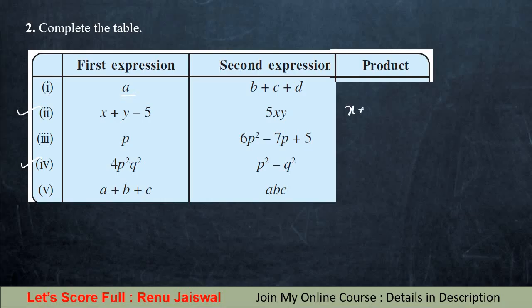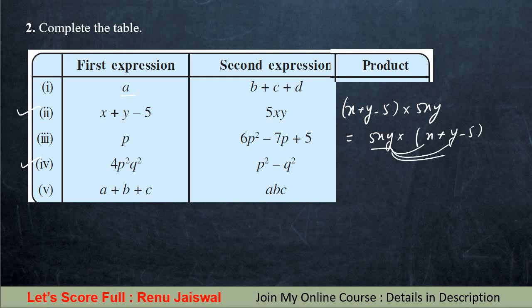So it says x plus y minus 5 multiplied by 5xy. Correct? So as I said, you can change the sequence. So I'll write 5xy first and then x plus y minus 5. Then distribute 5xy, give to every term inside. So this will give you 5xy into x, plus, again 5xy into y, plus and minus will give me minus 5xy into 5.